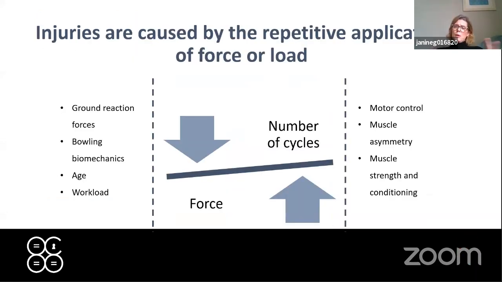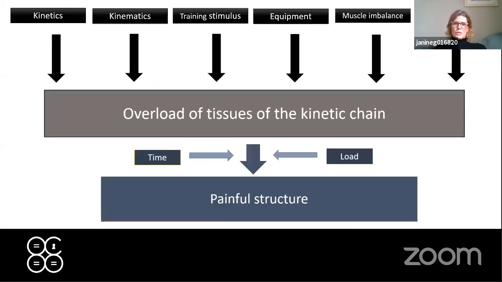So when I go into the biomechanics, we need to understand that the injury is multifactorial. Ground reaction forces and bowling biomechanics are a potential factor, but they are combined with age, workload, motor control, muscle symmetry, muscle strength, and conditioning. And very often it's a balance between the force exerted and the number of cycles performed. So while we discuss the biomechanics, please don't forget the other large number of risk factors that could lead to a stress fracture.